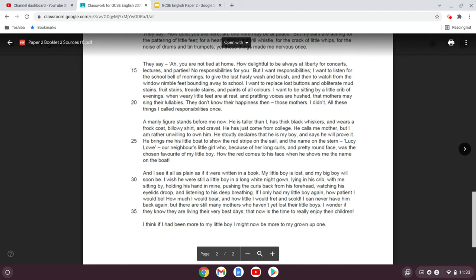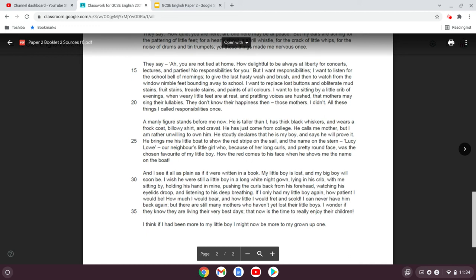A manly figure stands before me now. He is taller than I, with thick black whiskers, and wears a frock coat, billowy shirt and cravat. He has just come from college. He calls me mother, but I am rather unwilling to own him. He stoutly declares that he is my boy, and says he will prove it. He brings me his little boat to show, the red stripe on the sail, and the name on the stern, Lucy Lowe, our neighbour's little girl, who, because of her long curls and pretty round face, was the chosen favourite of my little boy. How the red comes to his face when he shows me the name on the boat. And I see it as plain as if it were written in a book.